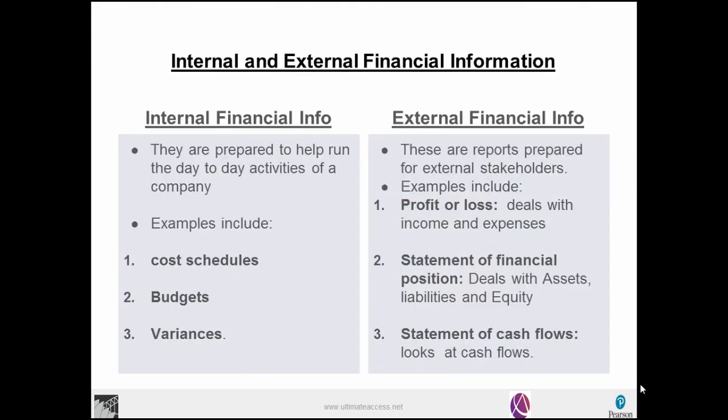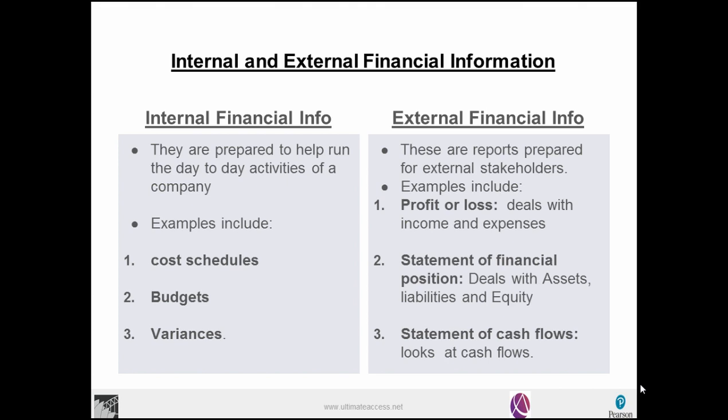Now we have here internal and external financial information. We did discuss this before under financial accounting and management accounting, but I'll be able to relate the two again for emphasis sake. Now, internal financial information are prepared to help run the day-to-day activities of a company. Examples would include cost schedules, budgets, and variances. Okay, and internal financial information are related to management or cost accounting.